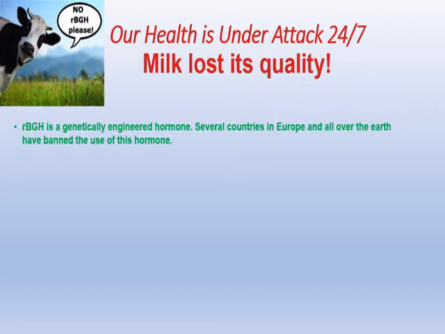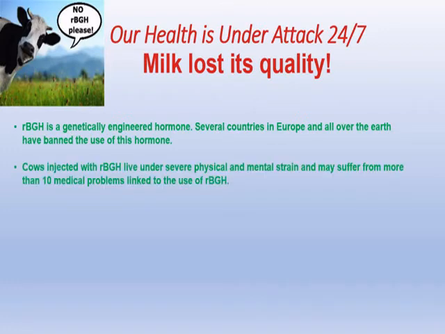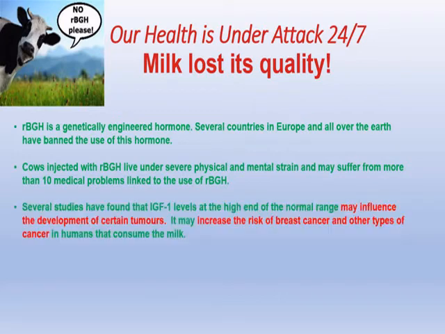Several countries in Europe and all over the world have banned the use of this hormone. Again, why would some countries ban it? There must be a good reason. They inject this so the cow will produce more milk. But this leads to severe physical and mental strain. And the cow may suffer from more than 10 medical conditions linked to the use of RBGH.